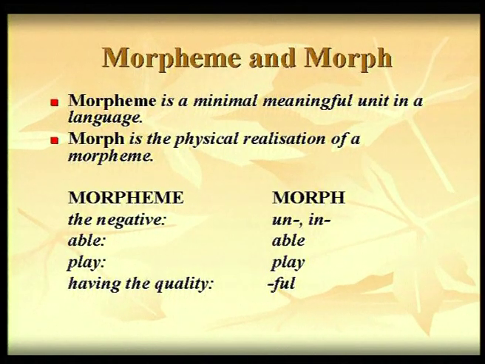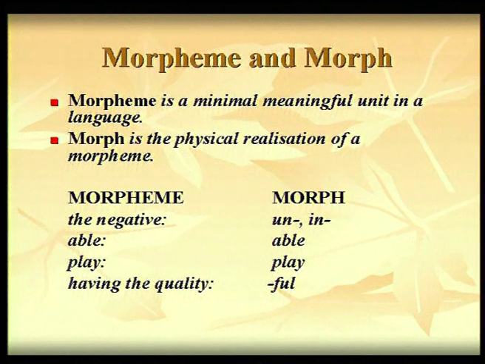We know that a morpheme is the minimal meaningful unit. Just as a lexeme is an abstract entity and has word forms, the morpheme is also an abstract entity and is realized in the language as morphs. Some examples are given here. If you have the morpheme with the meaning negative, then the morphs for this morpheme could be un or in.